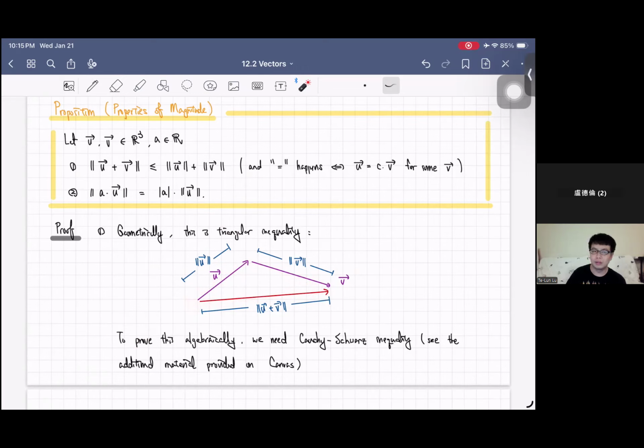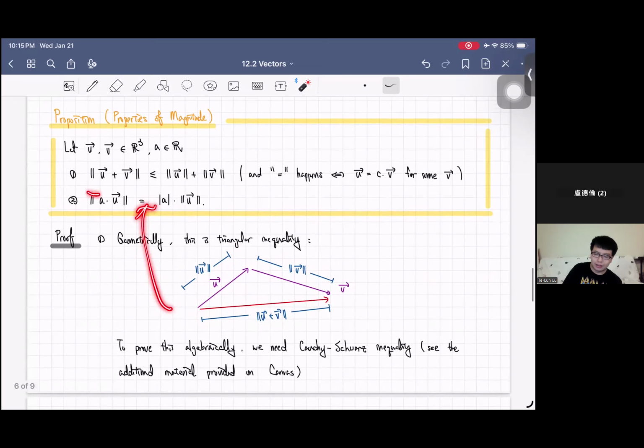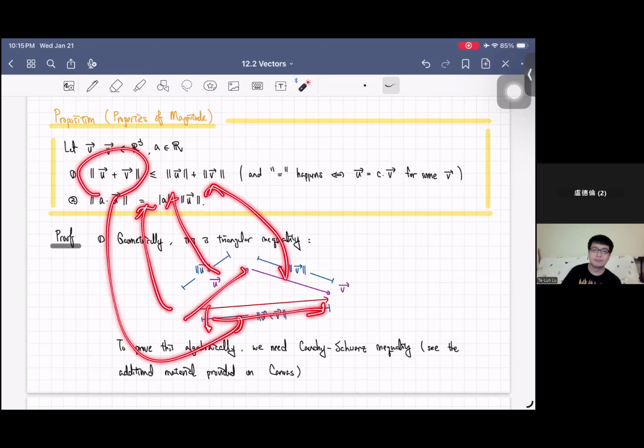That's u plus v. Now, the lengths here are the magnitude of u, the magnitude of v, and the magnitude of u plus v. Now, we all learned in, I think, high school or junior high that the third side of a triangle must be less or equal to the sum of the other two sides, right? So that directly gives you this. The length of one side will be less or equal to the sum of the lengths of the other two, okay?